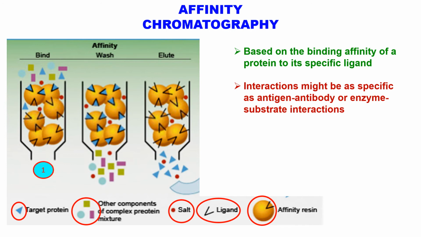So at the first step, we have the beads or the resin loaded in the column, which has the specific ligand bound to it, and the sample mixture, which has all the components including the target protein, is loaded onto the column. Based upon the specific binding, only the target protein binds to the ligand, and all the other molecules along with the mobile phase move through the column and are eluted out.